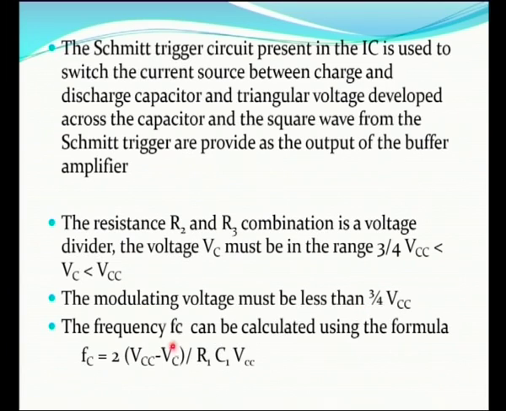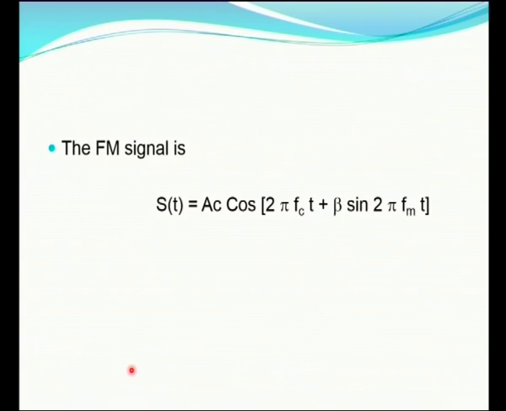The frequency Fc, which is nothing but the free running frequency of the voltage controlled oscillator, is calculated using the formula Fc equal to 2 times (Vcc minus Vc) divided by R1 C1 Vcc. For this particular experiment, we need to fix what Vcc is. From the Vcc value, we can compute the free running frequency of the VCO. We will do this in the design process.